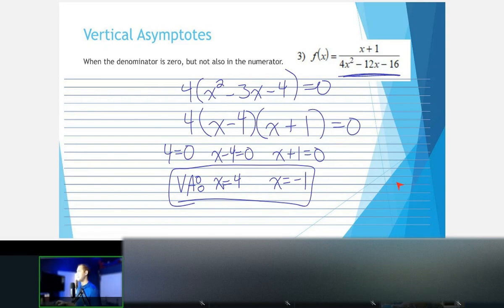If we use +1, we would not get divide by 0. So yeah, check your math. 1 squared is 1. 4 times 1 is 4. So there's a 4 right here. -12 times 1 is -12. So we have 4 minus 12 is -8. And then -8 minus 16 is what? -24. It's not 0.